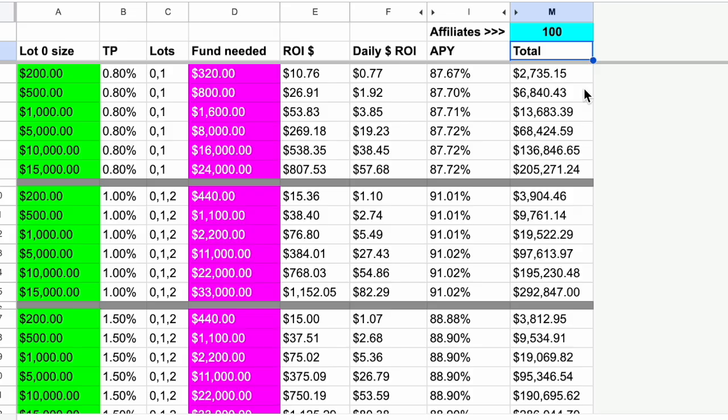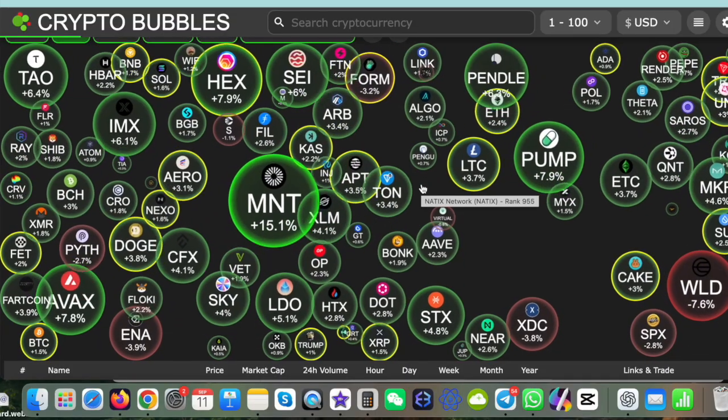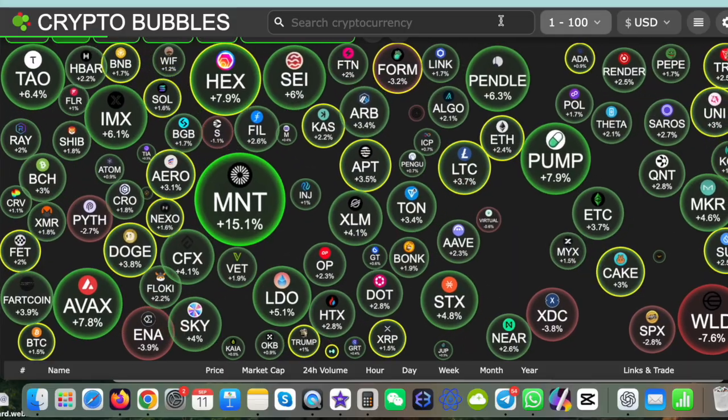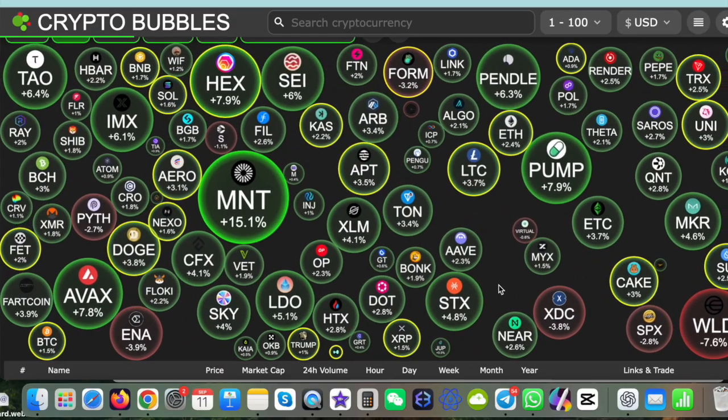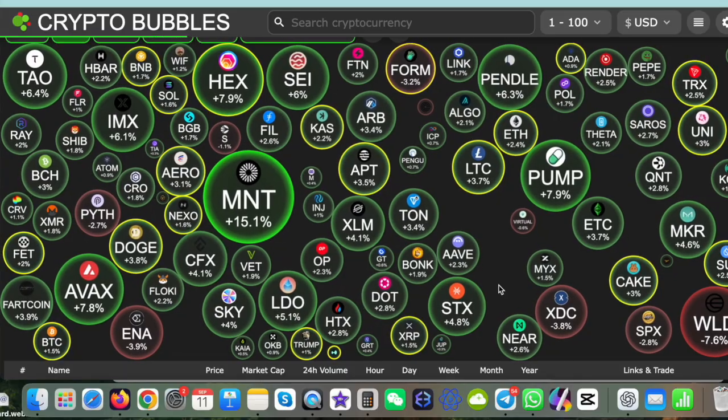Now, also what I want to point out is that I ran this for Bitcoin. So if we go over the crypto bubble, I'm on the top 100 tokens here. You can see lots of tokens have got much higher returns than what Bitcoin is.